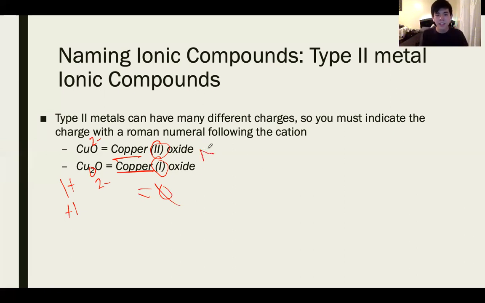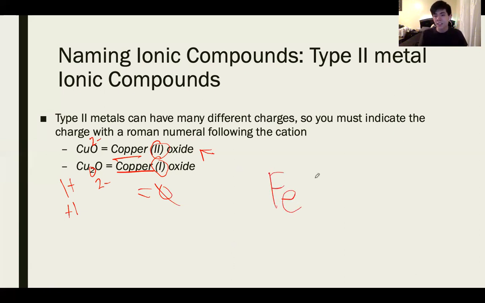Same case with this one, except copper contributes a +2 charge just by itself. So it doesn't need an additional copper atom to counteract that negative charge. As long as you have the charges that are canceling out, you know you're doing it correctly, and you can determine the charges of individual atoms based off of deductive reasoning like that.